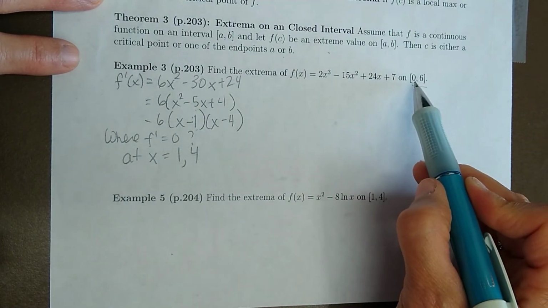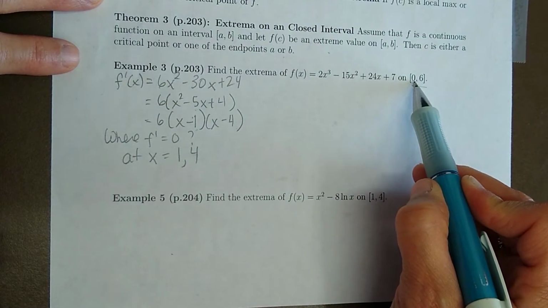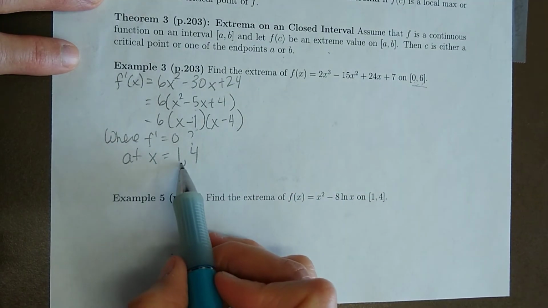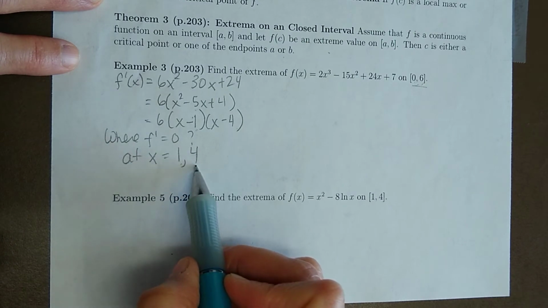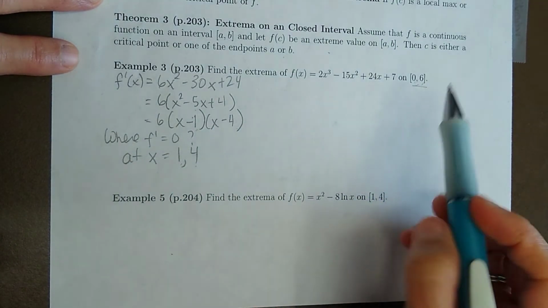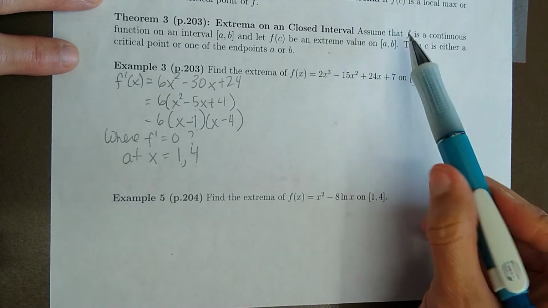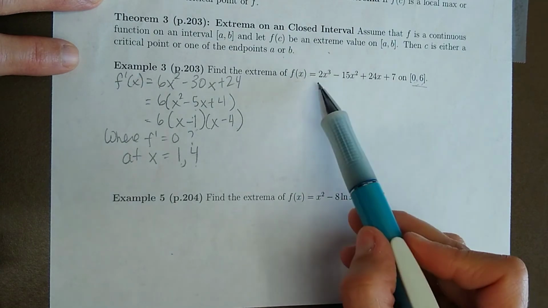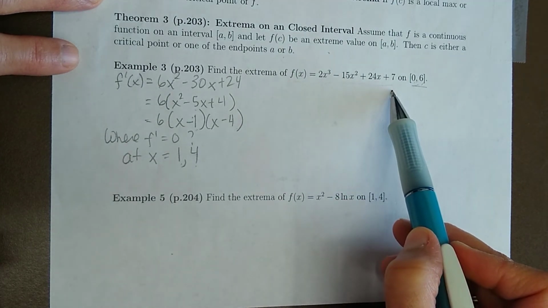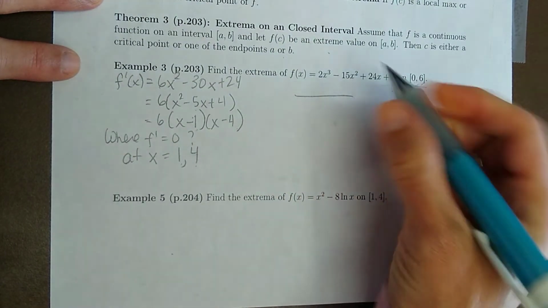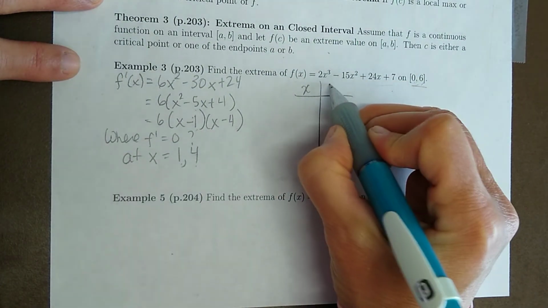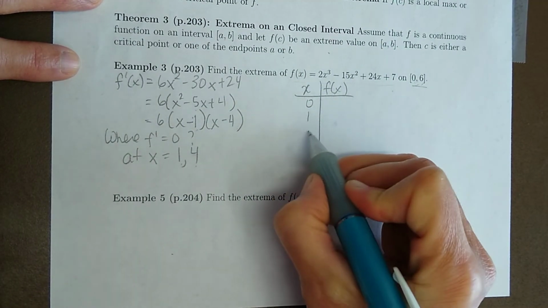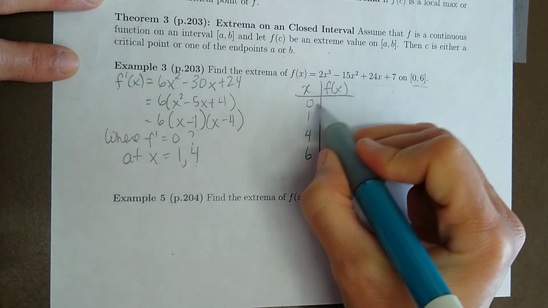So we need to see how high or low the function is at x equals 0 and x equals 6, those are the endpoints, and at x equals 1 or x equals 4, those are the critical values. We also should give a nod that we've checked the hypotheses of the theorem. F is a continuous function on the closed interval 0 to 6, and it is. F is a polynomial, they're continuous everywhere. So let's check, I like to put them in order, x equals 0, x equals 1, x equals 4, and x equals 6.